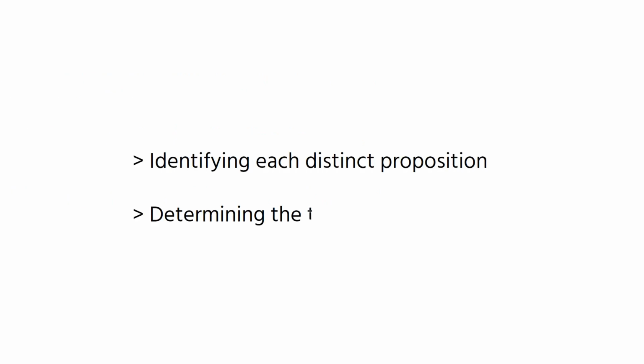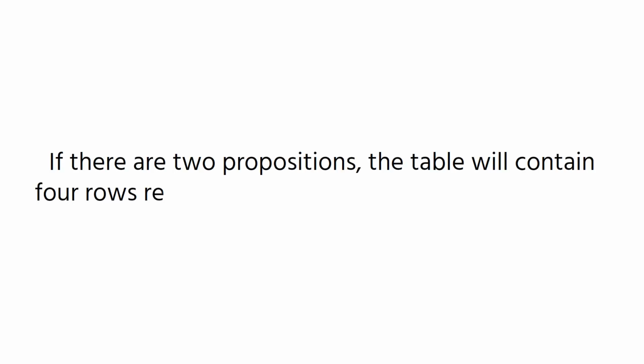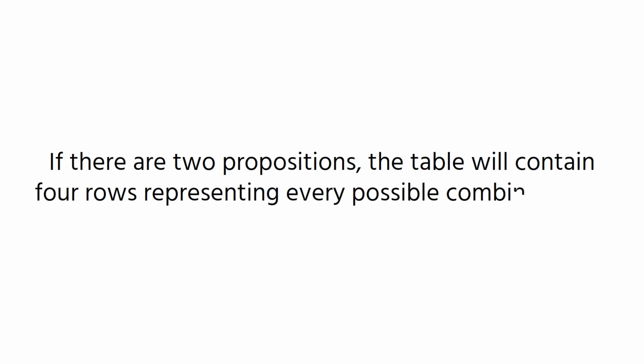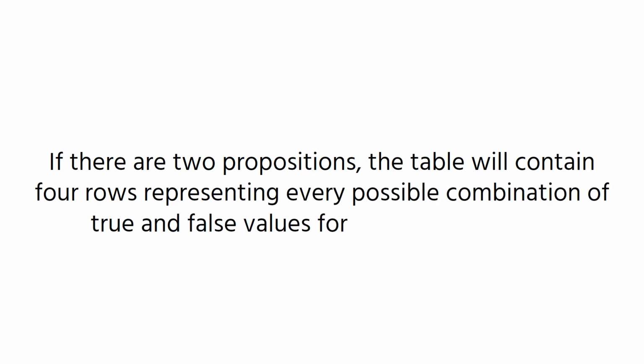Creating a logic table involves identifying each distinct proposition and determining the total possible outcomes, calculated as 2 to the power of the number of propositions. For example, if there are 2 propositions, the table will contain 4 rows representing every possible combination of true and false values for these propositions. Each row represents a unique scenario, and columns display the outcomes of the logical operators for each scenario.